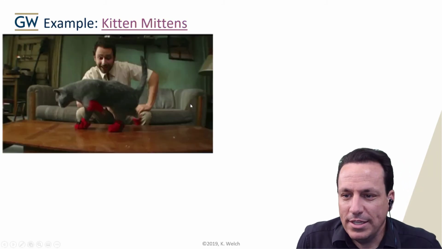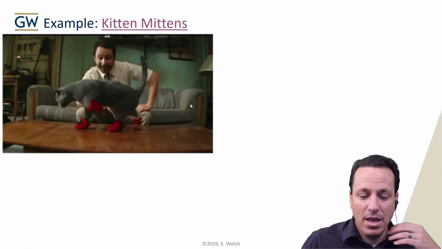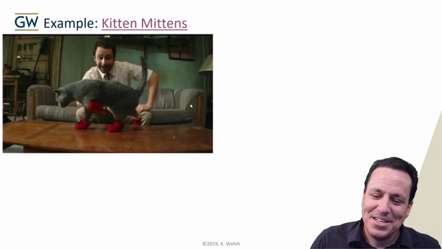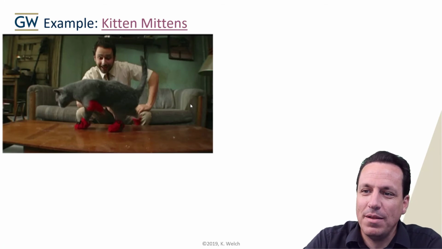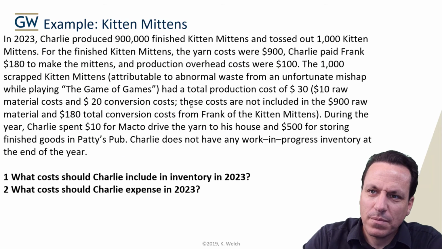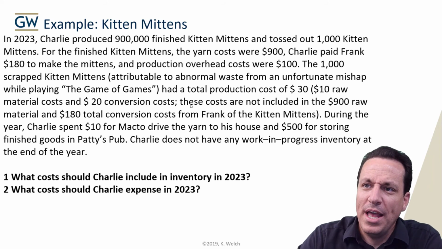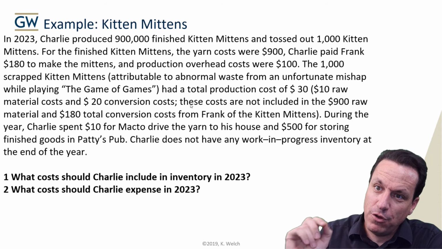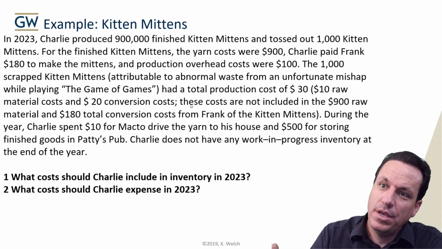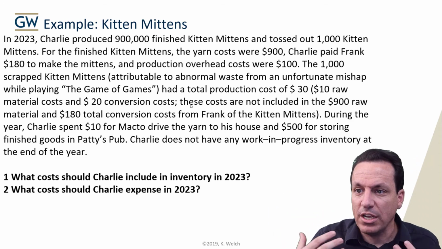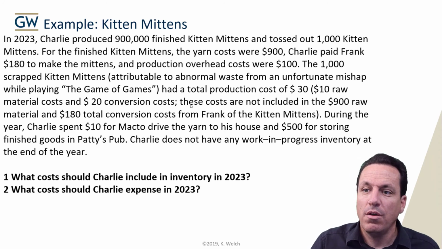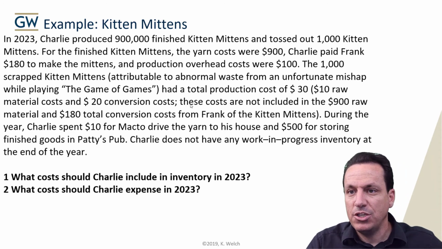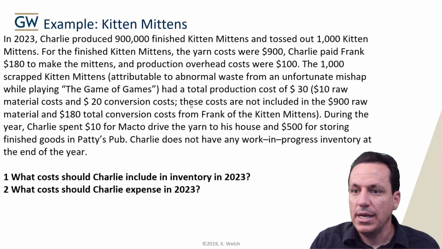Okay, so in this example, it's a brilliant business idea. We have kitten mittens that are going to be produced. We're going to go through this example, and at the end of me reading this, it would be a good idea for you to pause and see if you can identify what expenses we'd include and what we'd exclude from the capitalization of inventory and what would be expensed in that period.